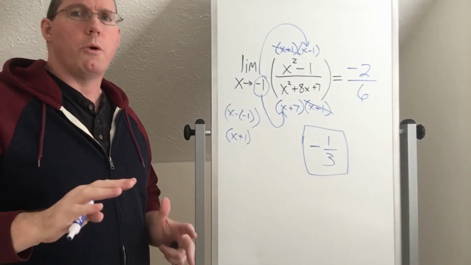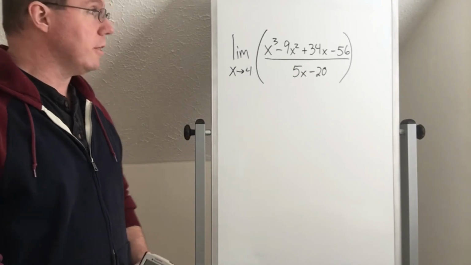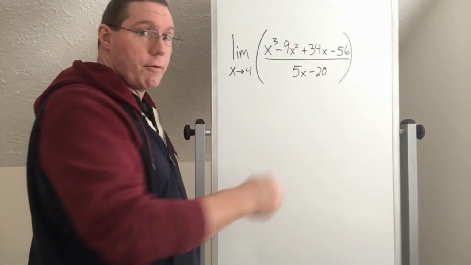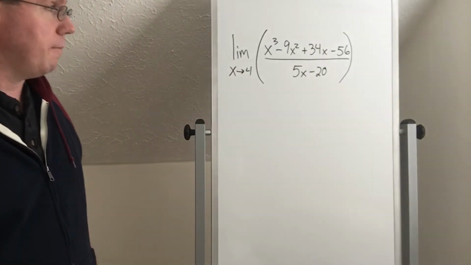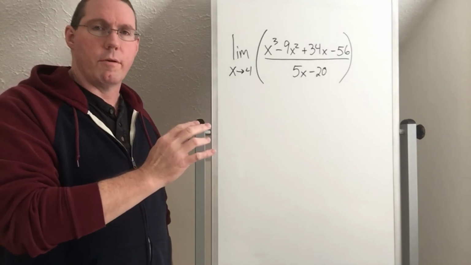I think we should do one more example that includes synthetic division. All right, so now look at this one. This one looks a little crazy. The denominator looks kind of tame, but the numerator is a little crazy there, right? Now, I'm telling you straight up in advance that we're going to come up with 0/0 on this one.